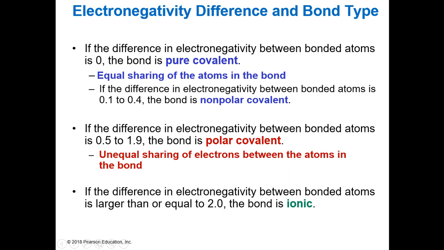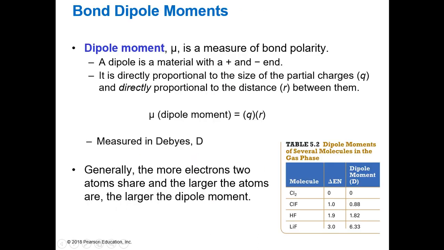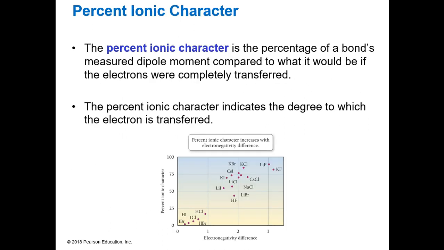And then you take sodium chloride. I know it's a little light. If the difference is 0.5 to 1.9, it is a polar covalent bond. Similarly, if the difference is above 2, it is ionic. So this is the simple chart. Small differences are covalent, and large ones like sodium chloride are ionic. Then dipole moment is important, as is percent ionic character. We're going to do this one.